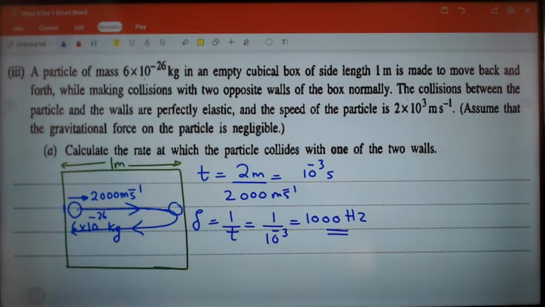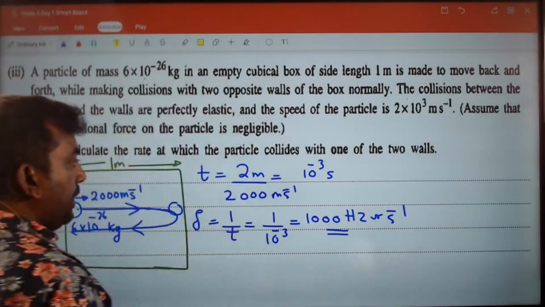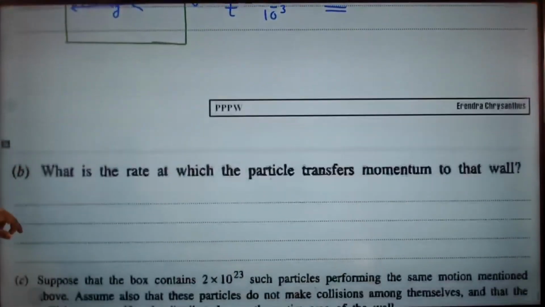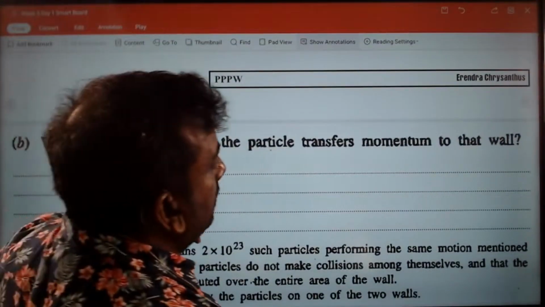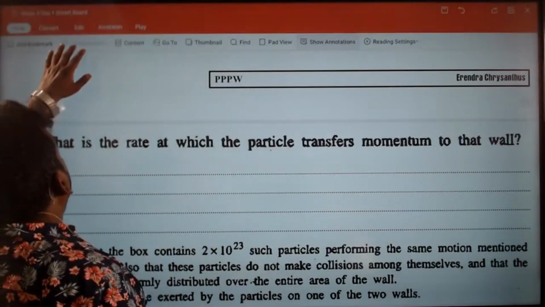1000 hertz, or we can say per second. Right. What is the rate at which the particle transfers momentum to the wall? Particle transfers momentum to the wall. Right.